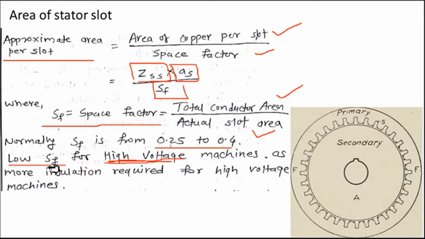If you are selecting a low value of SF for a high voltage machine, then the area per slot will increase. If you decrease the value of SF, as it is in inverse proportion, the approximate area per slot will increase. So remember, for a high voltage machine you must select a low value of SF, and for a low voltage machine you have to do the vice versa.